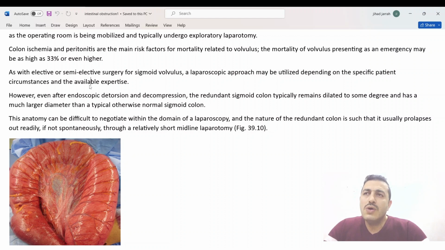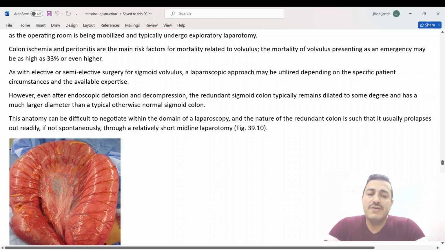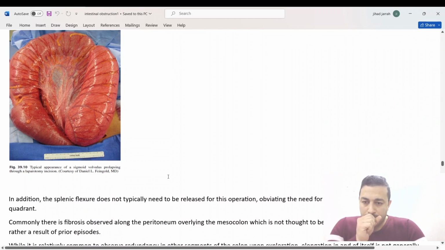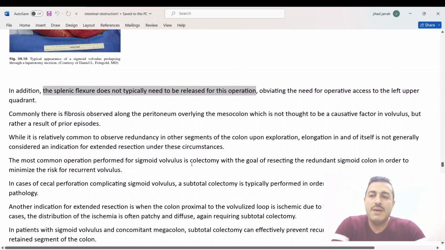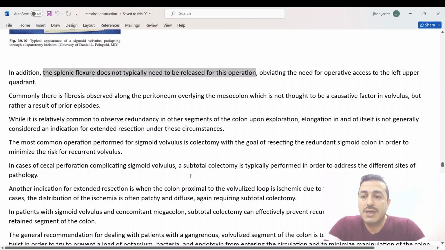This is one. And two, we do not need that extensive midline incision. We just need a small lower midline incision, because in such elective and semi-elective surgeries, we do not need to do, for example, splenic flexure release. So the incision will be small and manipulation will not be that high. As you see here, the splenic flexure doesn't typically need to be released, so this may support the open approach over the laparoscopic approach.